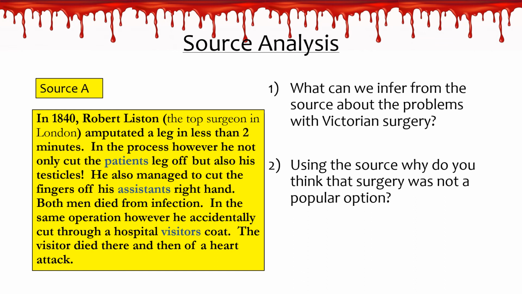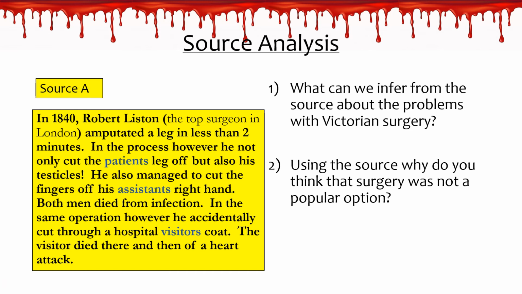In this one, though, we're actually looking at a piece of text, and it's talking about someone called Robert Liston, who was a top surgeon in London. It says that he amputated a leg in less than 2 minutes, which was a bit of a record. However, in the process, he not only cut the patient's leg off, but he also cut off the patient's testicles. Now, I don't think that many men would be happy if they woke up without a leg and also found that they'd gone missing as well. I'm just guessing, but there you go.